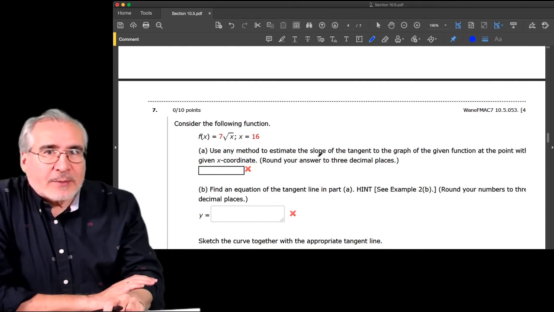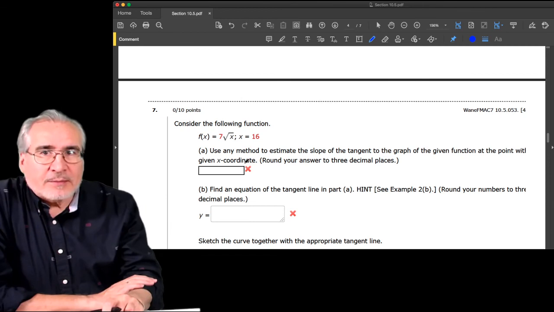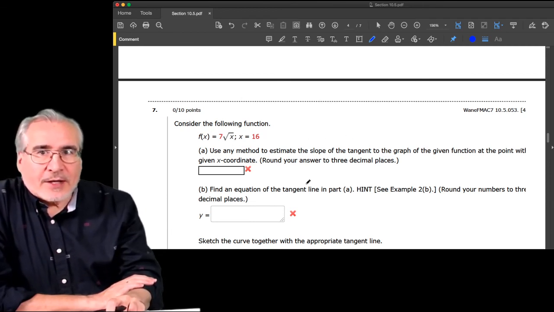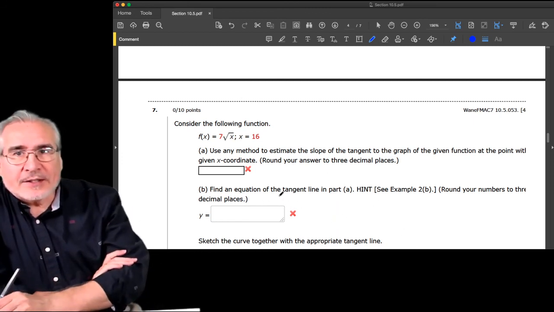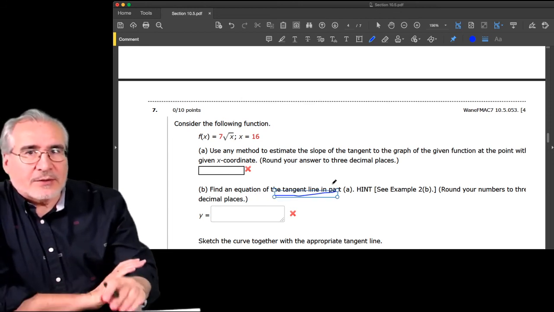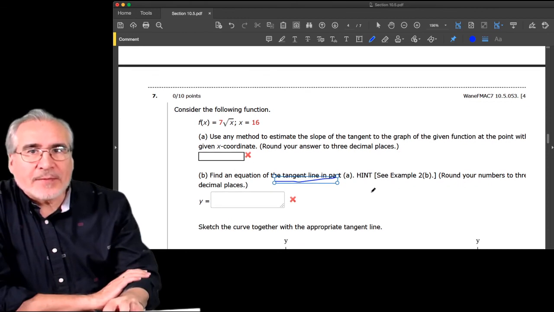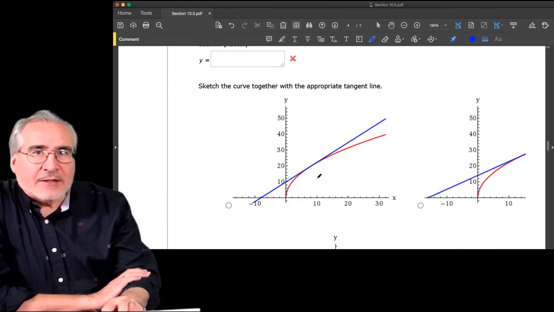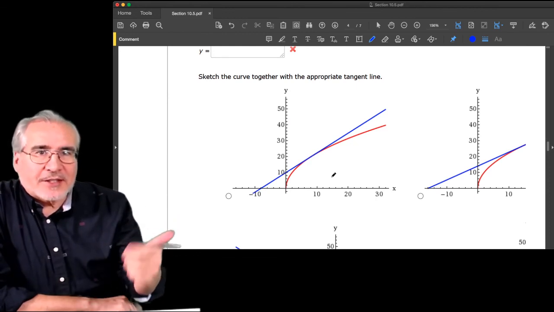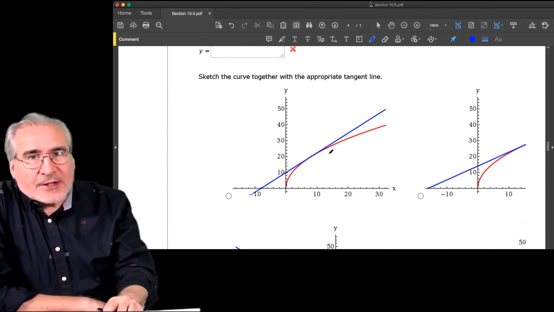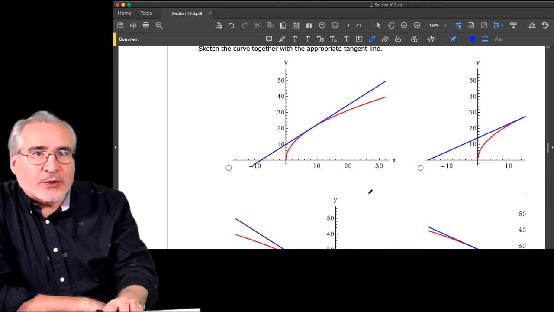Use any method to estimate the slope. Again, any method. You can use the estimation with the difference quotients. You can use the graphing calculator. And again, the advantage of using the graphing calculator is you could also use it to find the equation of the tangent line. It will give it to you. Okay. And then again, you're choosing it. So using the graphical means gives you the first answer, the second answer, and it also gives you the graph. So you have all three in one fell swoop.